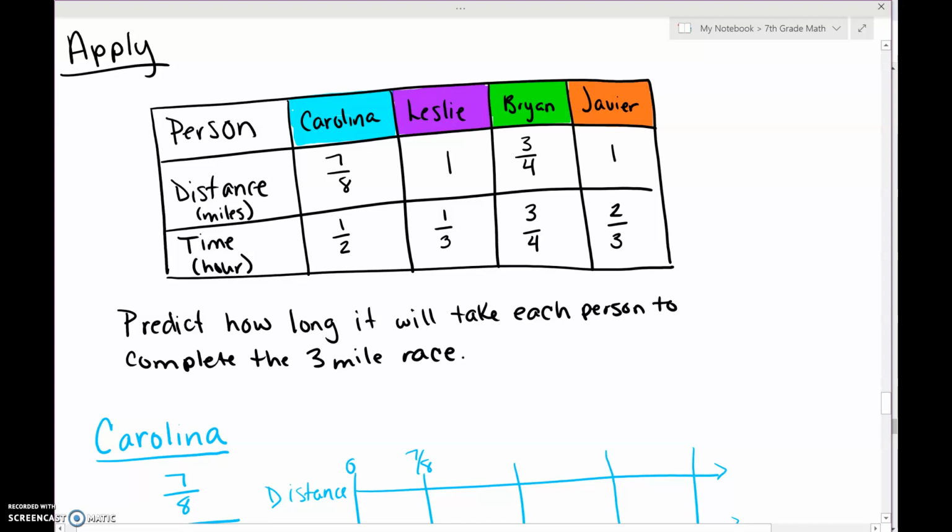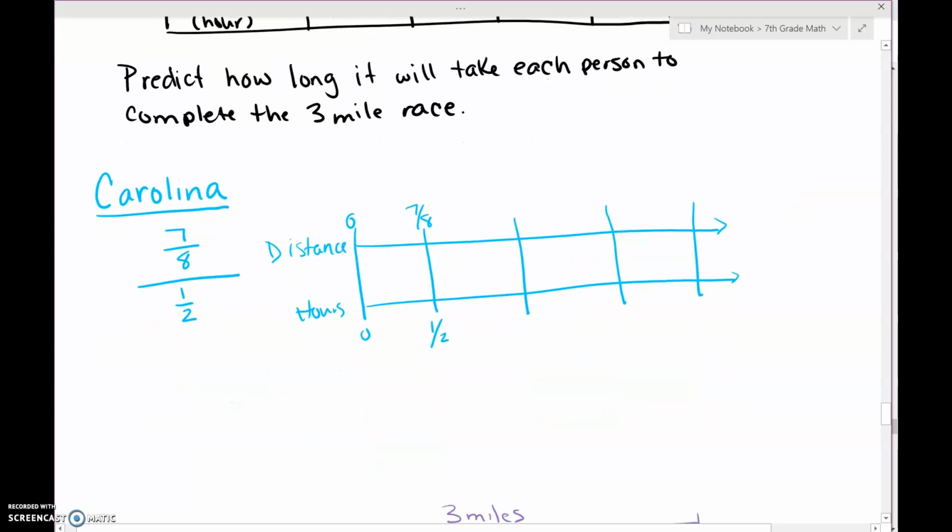Predict how long it will take the winner to complete the race if their rate remains constant, meaning they go the same speed. So here's our data. We're going to go on down in. I'm going to use different methods. I might use the same method twice. I might change things up. It just is what it is.